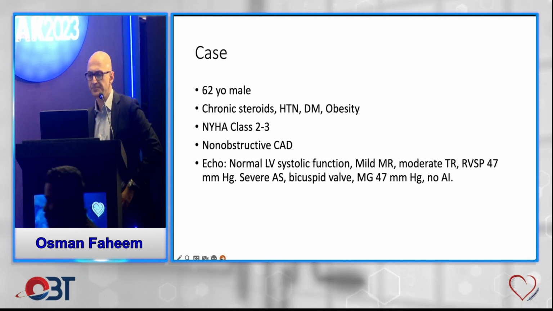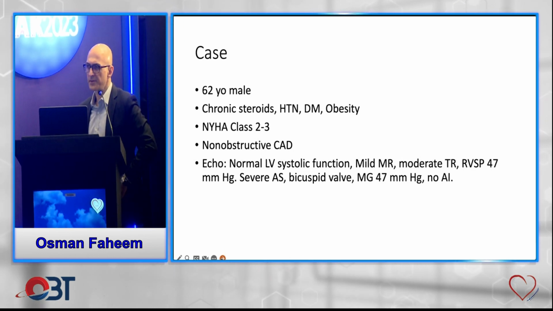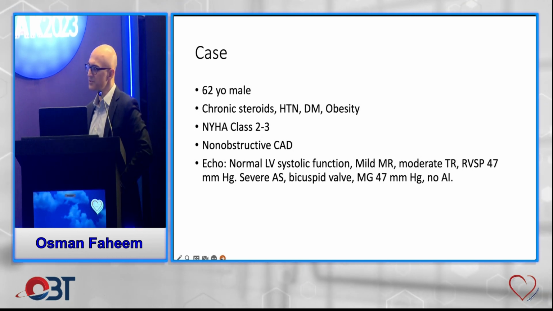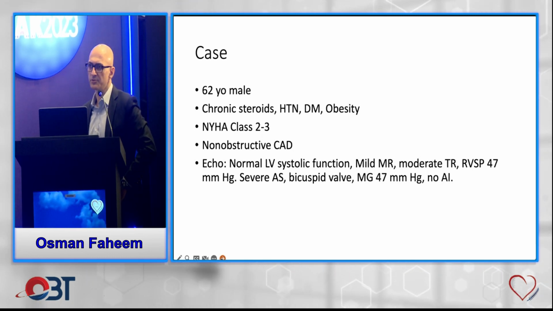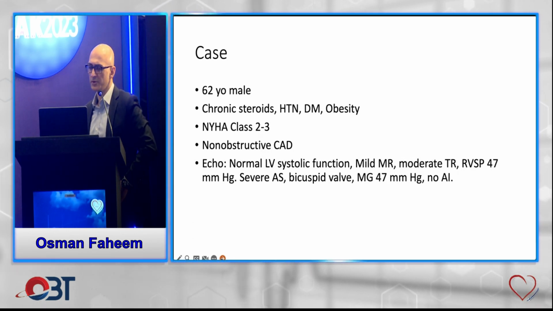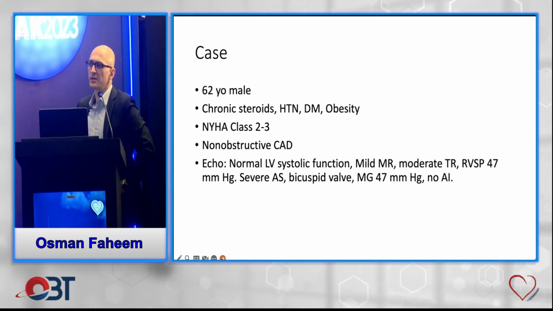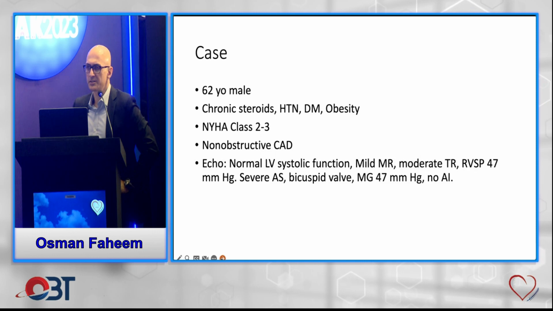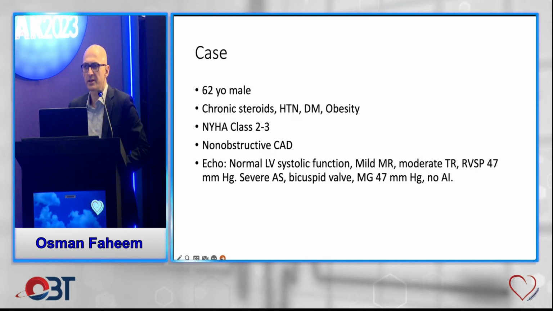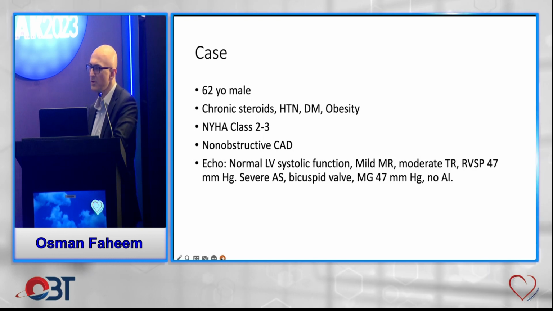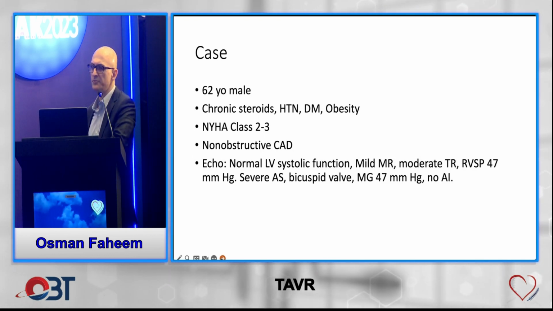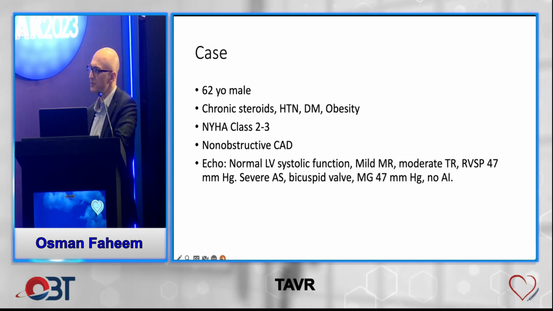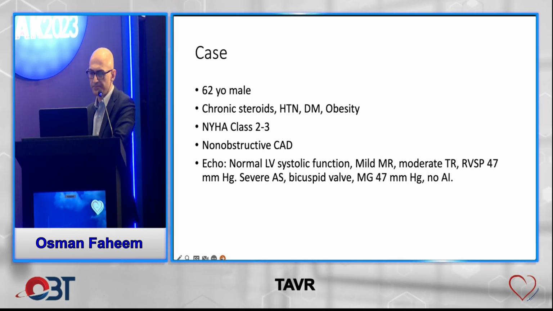It's a 62-year-old male. He's got the traditional risk factors: hypertensive, diabetic, obese, and he's on chronic steroids. Was seen by cardiac surgery and was turned down. He's got NYHA 2 to 3 symptoms. CAT showed non-obstructive coronary disease. On echo, his EF was normal. His RV was normal. He had mild MR, moderate TR, slightly elevated right ventricular systolic pressures, and severe AS. On the echo, it looked like it was bicuspid, although it wasn't clear if it was a fused bicuspid or a tricuspid. Mean gradient was 47, and there was no significant aortic regurgitation.